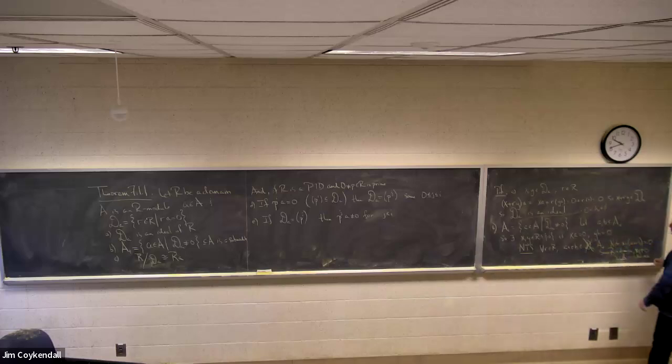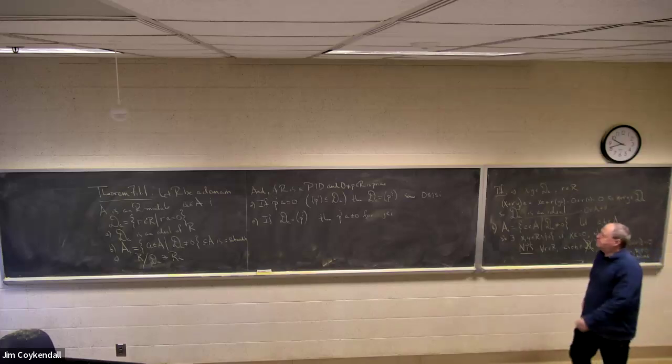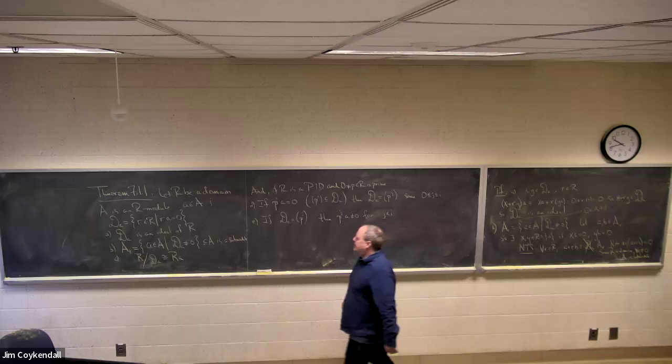A good example of this would be C6 as a C6 module, right, because the torsion elements there aren't closed under addition.